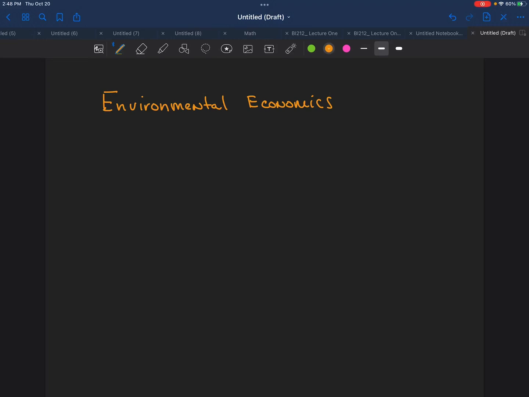Is to make those classical economic models more sustainable, taking into consideration the environmental factors that also influence how our economy grows or shrinks. When we talk about environmental economics, again, we can talk about ecosystem services.